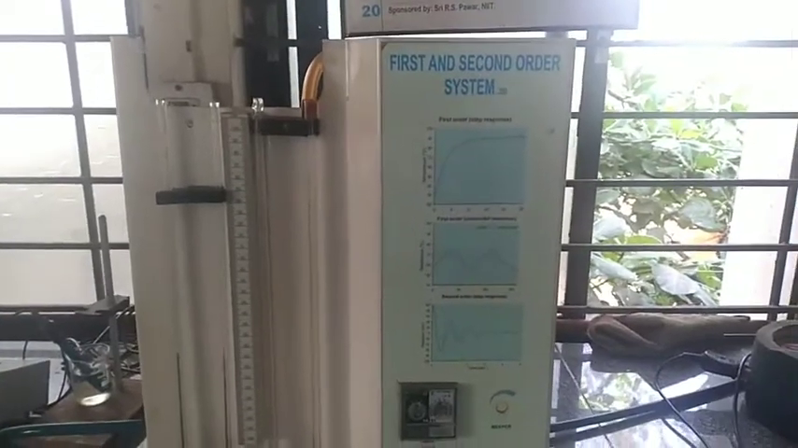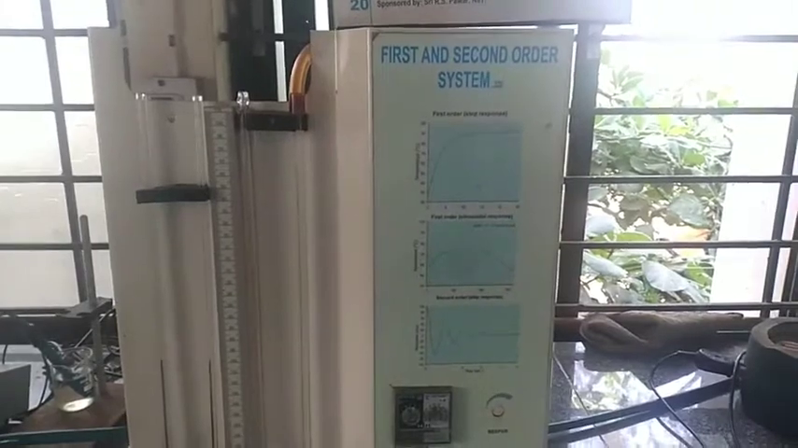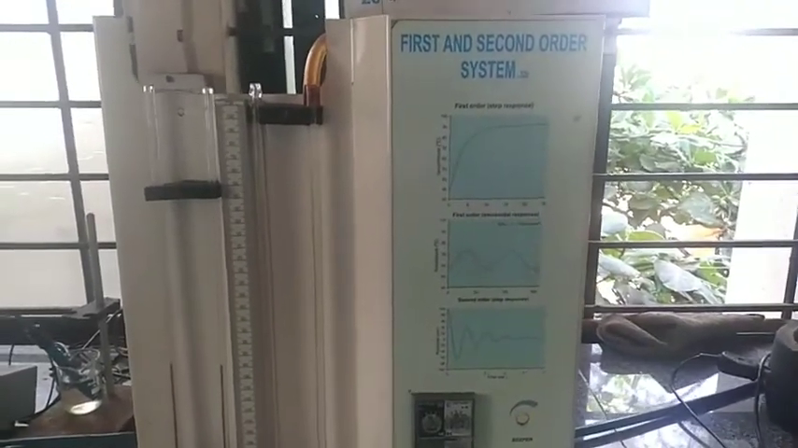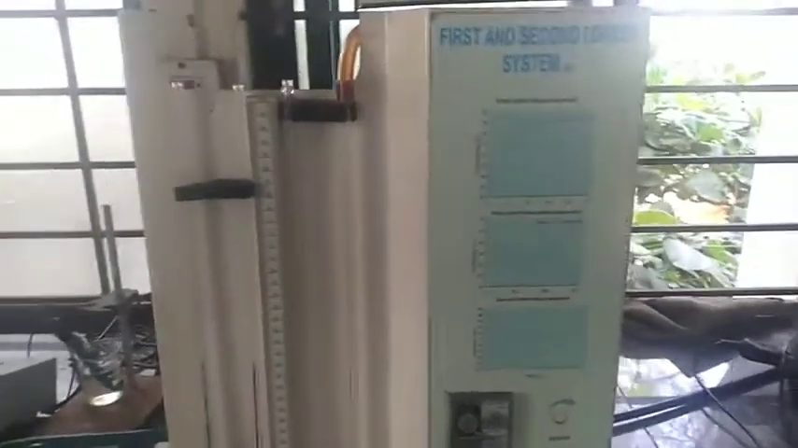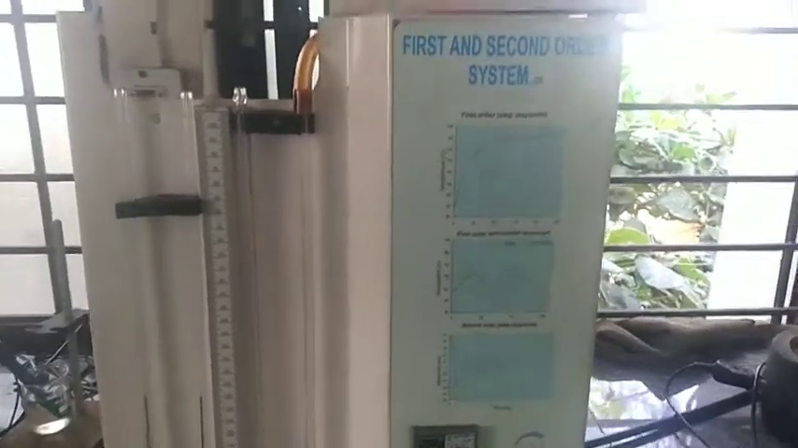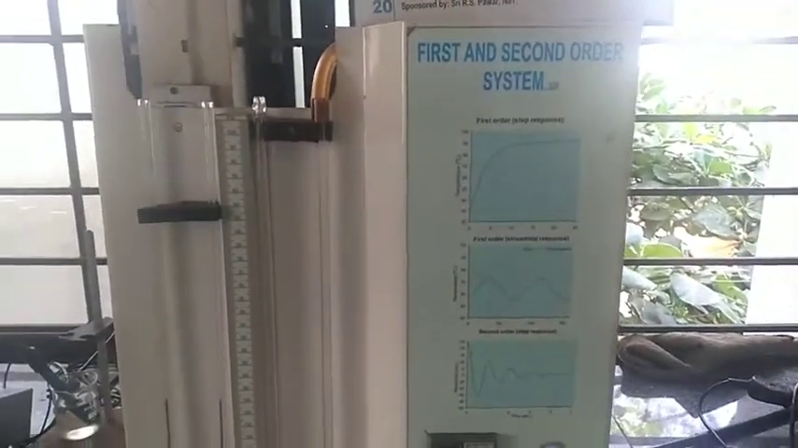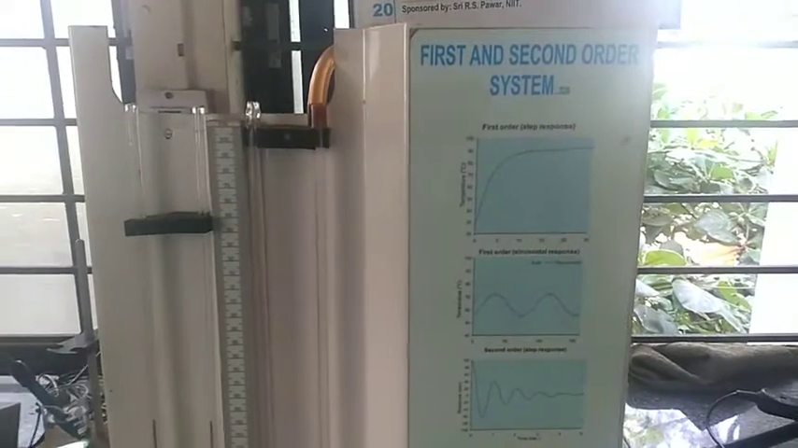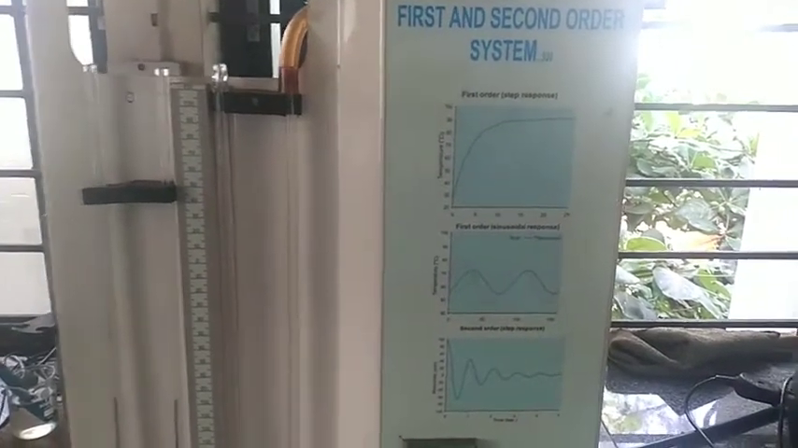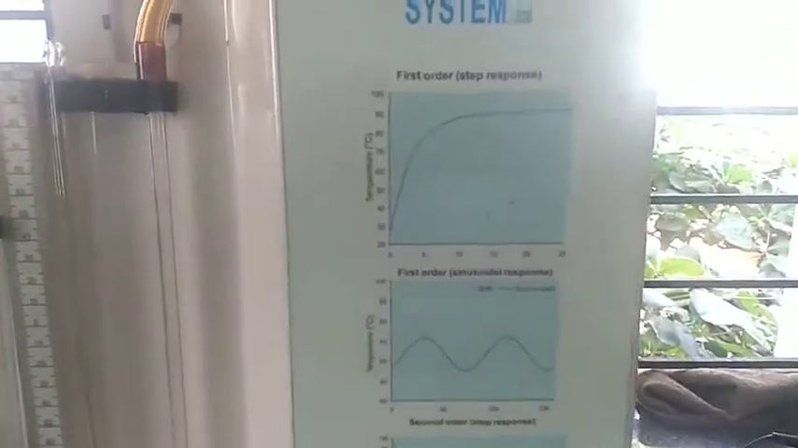Okay. So today we are going to discuss the first order system. This is experiment number 1 in a process control lab. So this is the first order system in process control. Look at the response with respect to temperature.